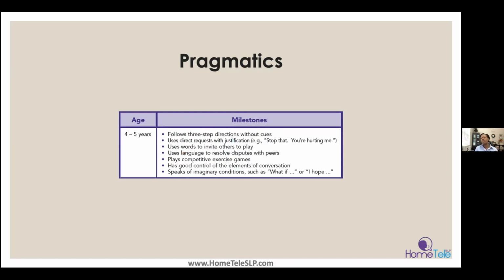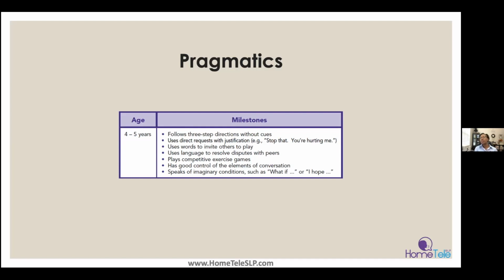So between 4 and 5, so a lot of your children who are 4 and turning 5, if you're in the room, this is kind of where you want to look to see, okay, are these skills that my child is starting to work on? Or maybe these are things I can work on with my child at home to help them to achieve these milestones.